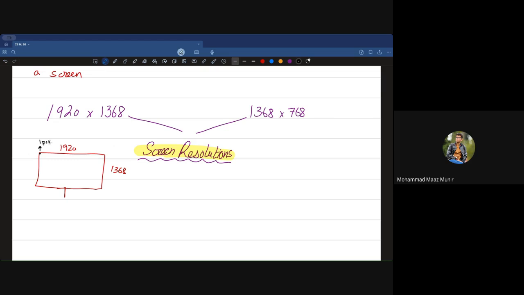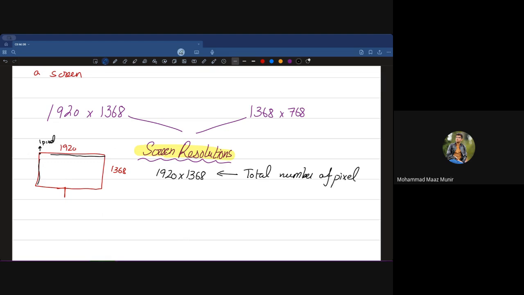So if I have to find the maximum number of pixels, we have 1920 pixels like this, and then I have 1368 pixels like this. So the total number of pixels is going to be 1920 multiplied by 1368. And this allows me to understand how many different colors the screen can have, because every pixel is going to have one color, right? So I can have this many total pixels, which could have so many different color combinations.